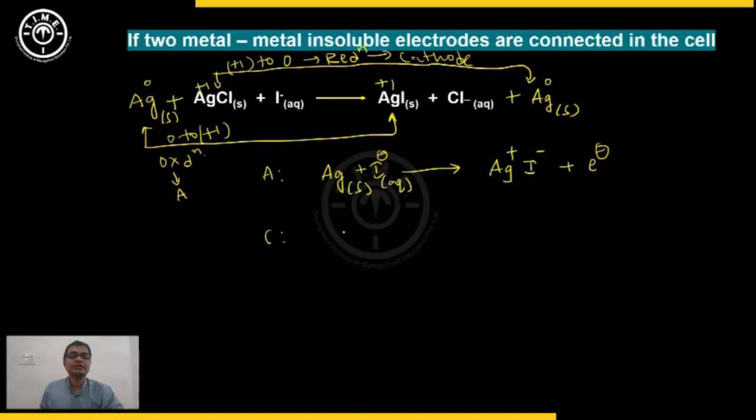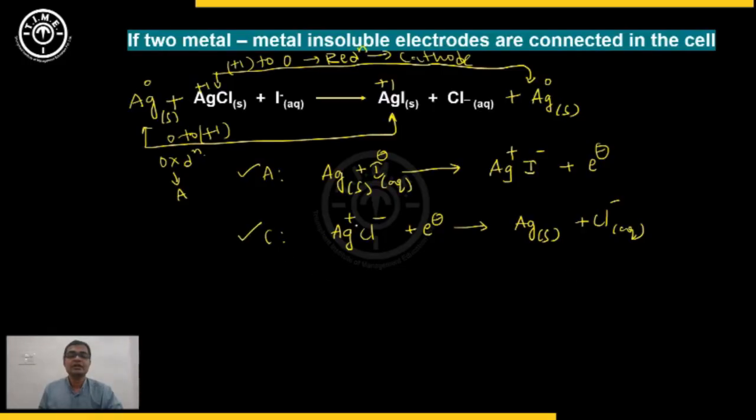Whereas the cathode reaction: here Ag+, by gaining an electron, forms silver solid. Here I am just writing Cl minus, so on the right hand side also I am writing Cl minus, aqueous. Now the charges are also balanced. So this is an anode, and this one is a cathode.